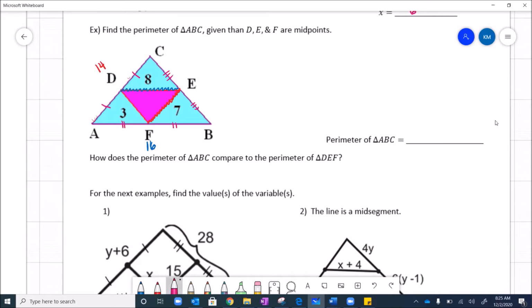Okay. 3 is a mid-segment. Okay, it's connecting two midpoints. So this side that it is parallel to must be twice the length. Okay, so now we have all three of those sides. We base those lengths off of their corresponding mid-segments, 22, 36. So the perimeter of triangle ABC is 36.